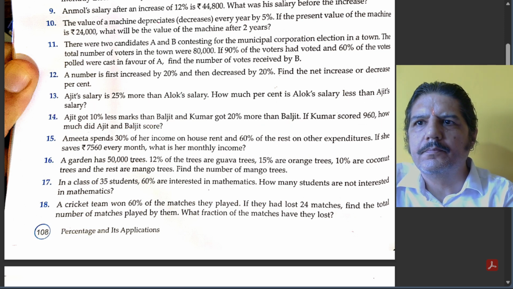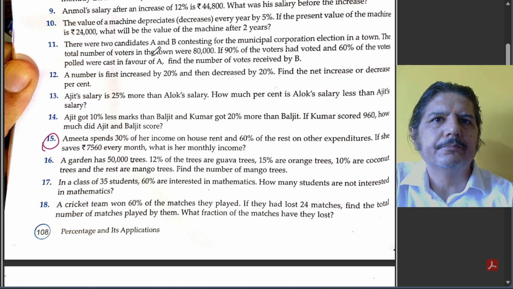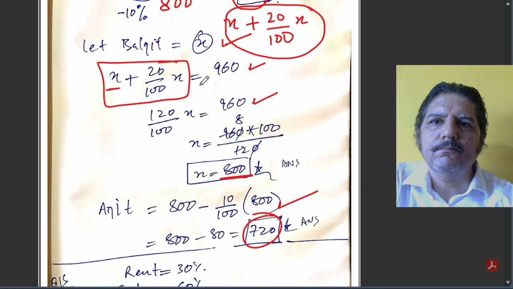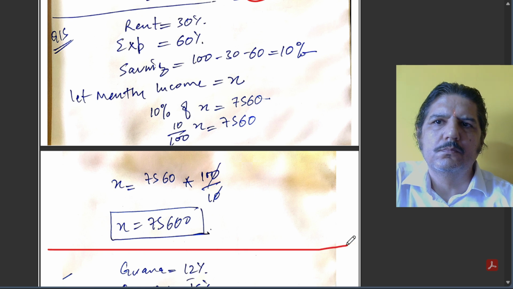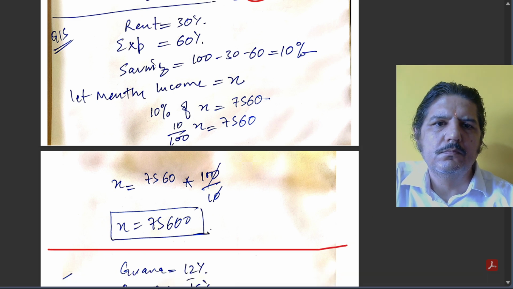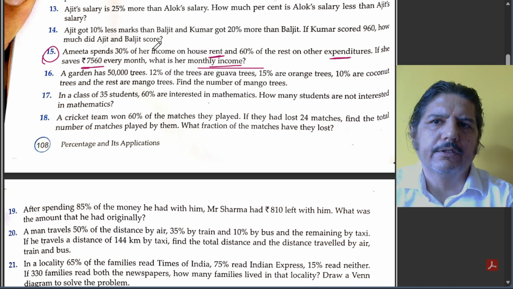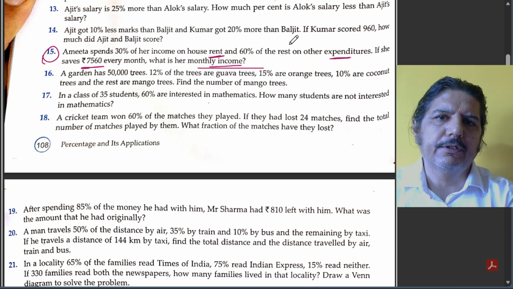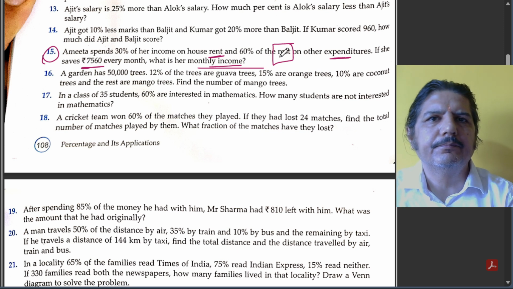Let's move to the next question. Question number 15. Amita spent 30% of her income on house rent and 60% of the rest on other expenses. If she saves 7560 every month, what is her monthly income?